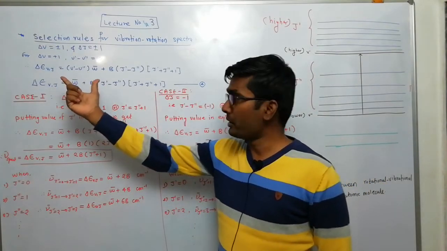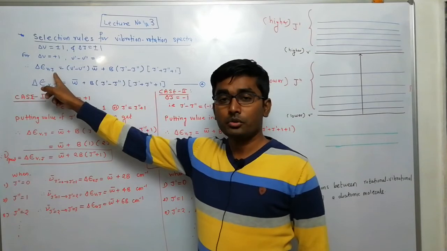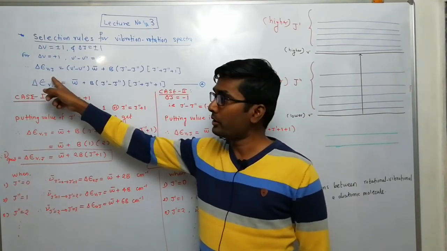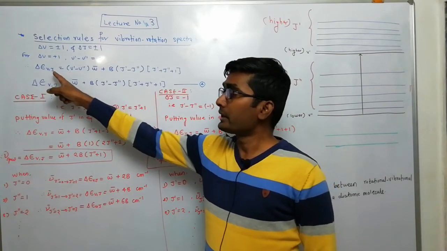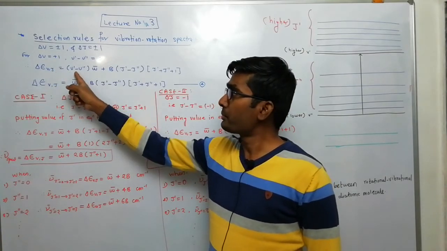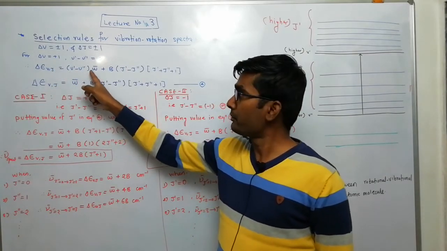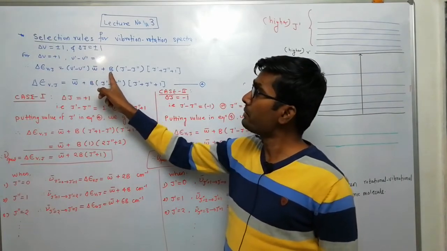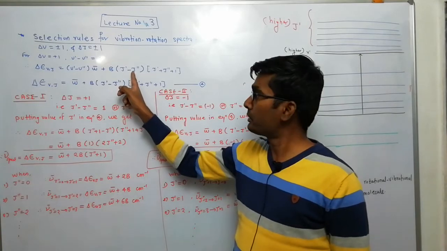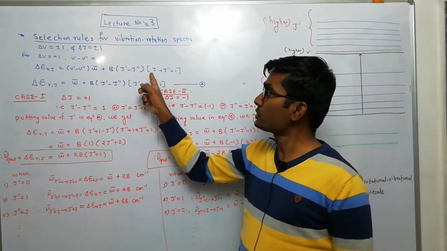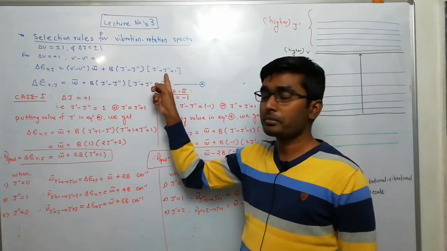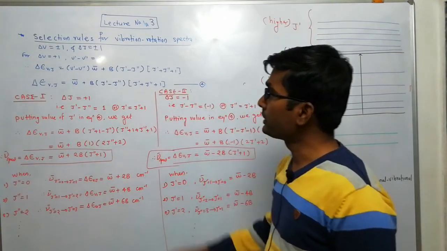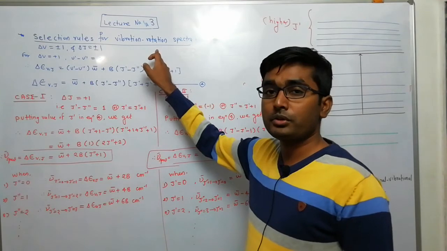The sum of the vibrational and the rotational energy is given by the Born-Oppenheimer approximation, and we have derived this equation: delta epsilon Vj is equal to (V prime minus V double prime) epsilon omega bar plus B (J prime minus J double prime) into [J prime plus J double prime plus 1]. In this session we will learn the selection rules for vibration rotation spectra.